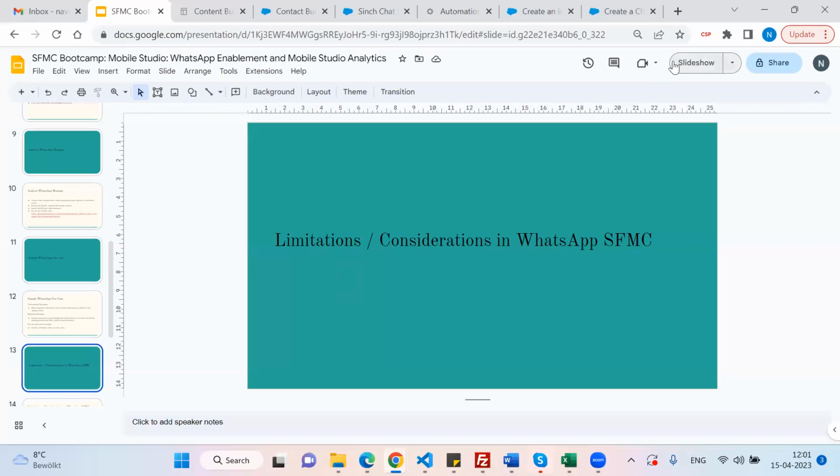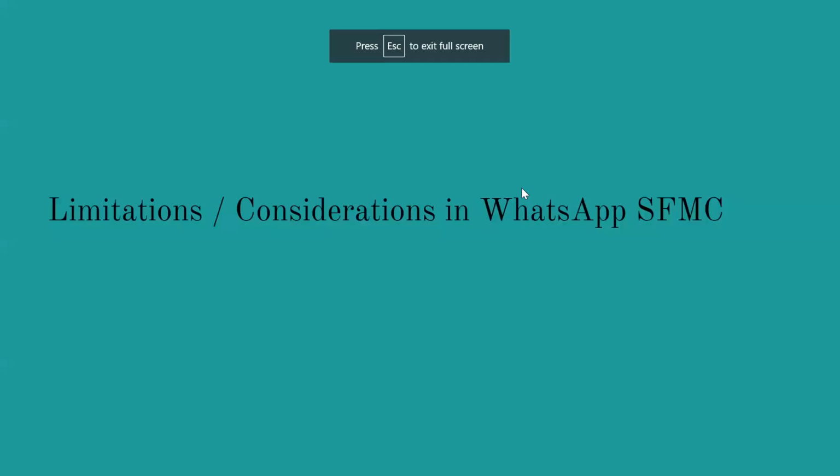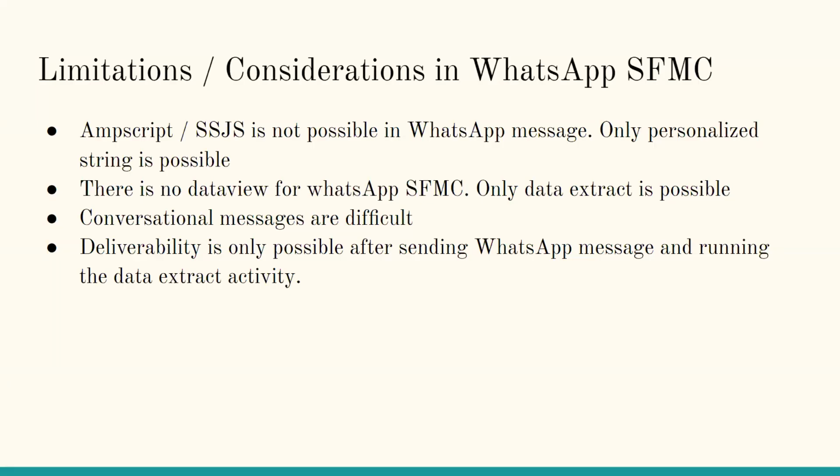Now we'll consider the limitations or considerations of using WhatsApp Marketing Cloud in SFMC for now. Things might change in future, but for now, these are the limitations. First, as you can see in Content Builder, there is no way you can write AMPscript or something as such. You can reference a dynamic string, but AMPscript and SSJS inside the content is not possible.